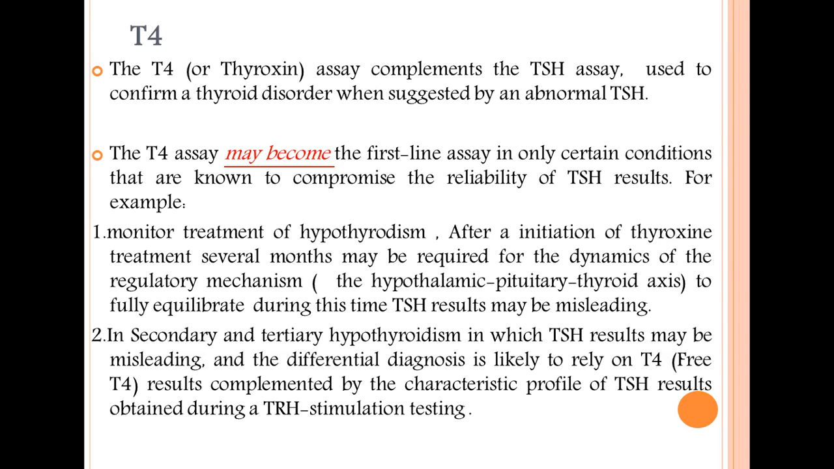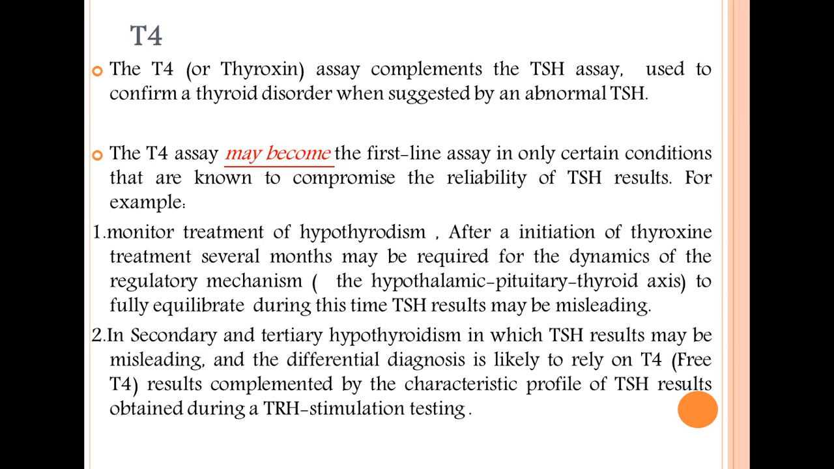The other test is the T4, or it is called thyroxine. It will complement the TSH assay, and any abnormality that we find in the level of TSH we must confirm by T4. The T4 sometimes is the first line in certain conditions. So TSH is always the first line, except in a few cases where T4 may be taken as the first line investigation.